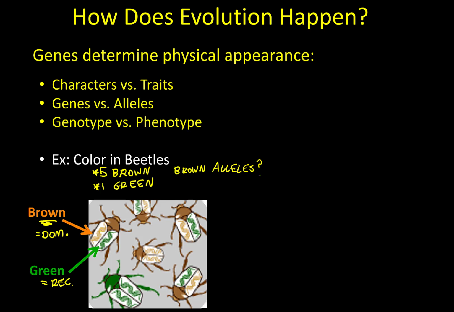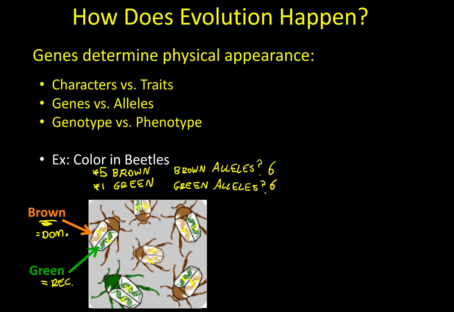Well, if we count them, there's 1, 2, 3, 4, 5, 6. How many green alleles are there? There are 1, 2, 3, 4, 5, plot twist, 6. The brown allele and the green allele are equally common.